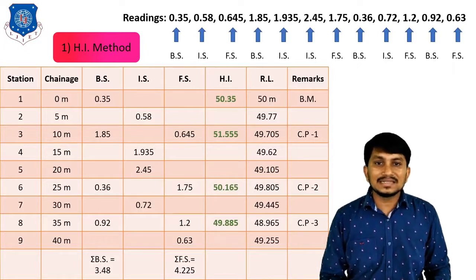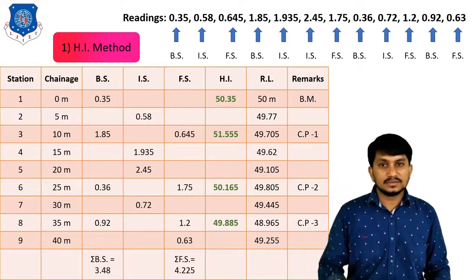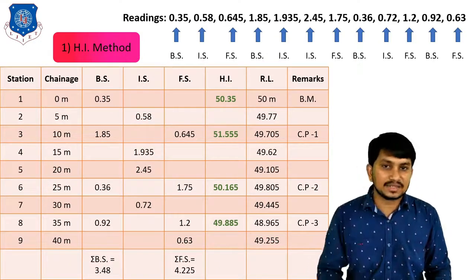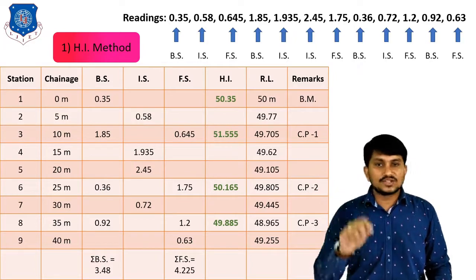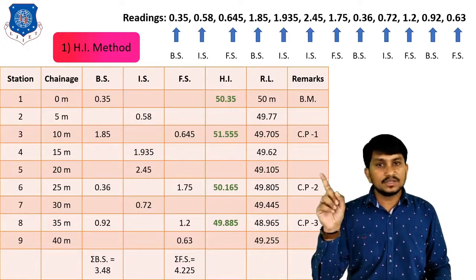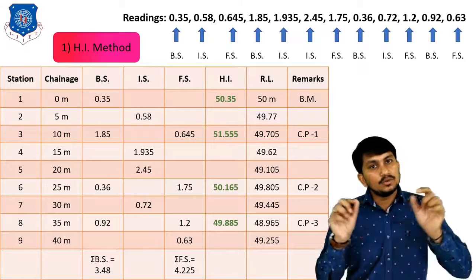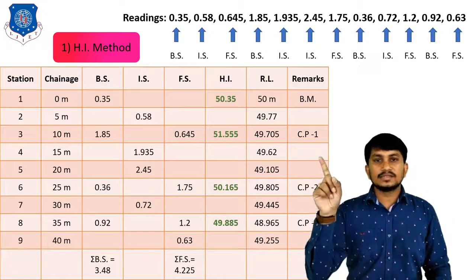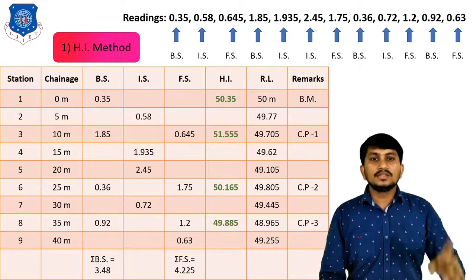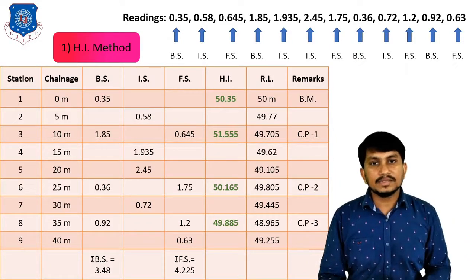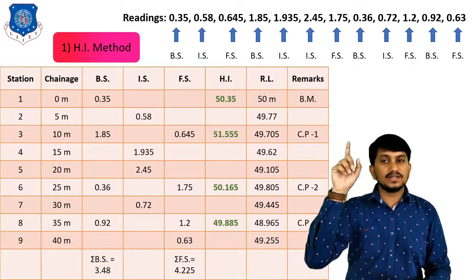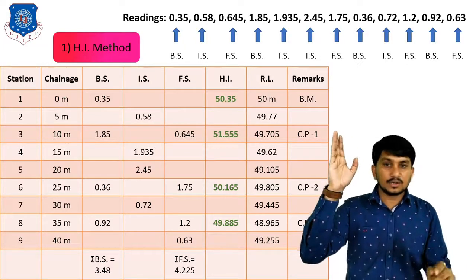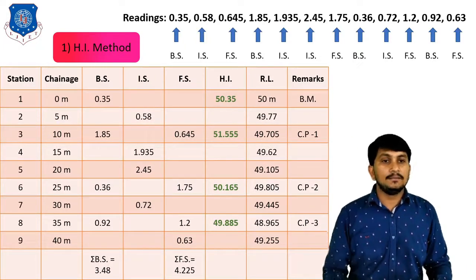In this there are 8 columns: station, chainage, BS, IS, FS, HI, RL and remarks. First of all, the first station is at 0 meter. Chainage is the distance between 2 points. At the first station the reading is BS, so it is written as 0.35. The RL of the first point is given in the example as 50 meters, which is the benchmark. So in the remarks column, at station number 1, we can write benchmark.